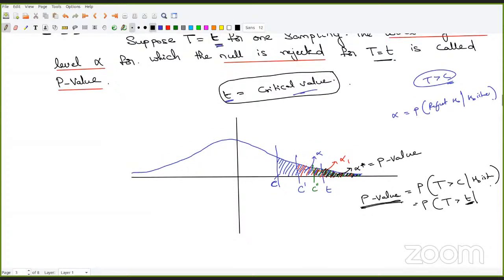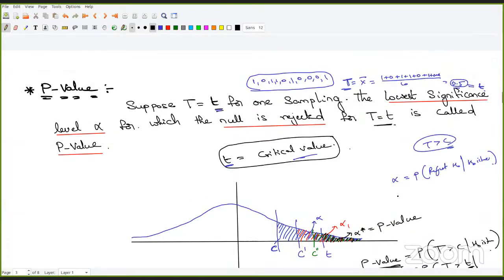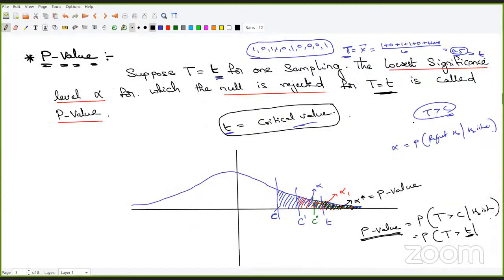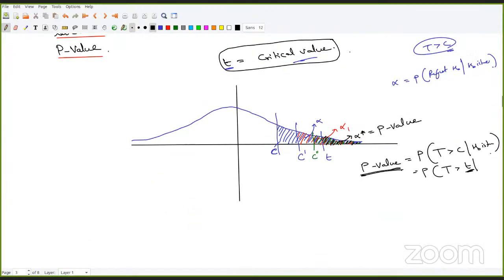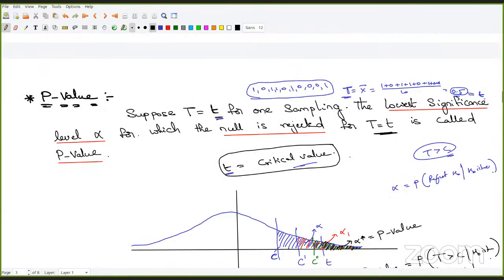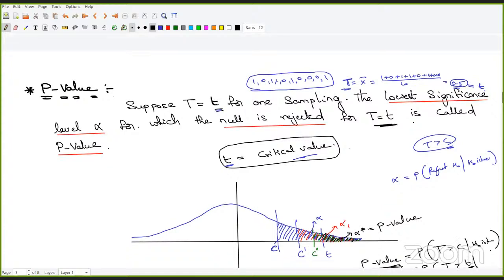So the p-value is actually the lowest significance level alpha for which you are going to reject the null for this test statistic value. That is what the p-value is. So your p-value will depend on the test statistic value. Correct?